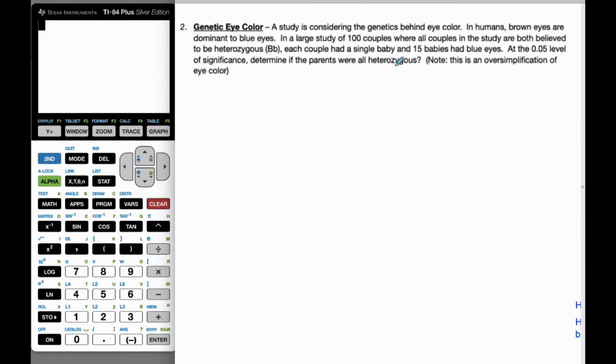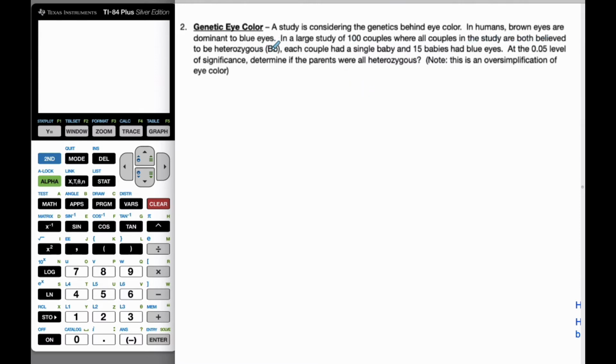So chi-squared goodness of fit can be used with biology scenarios. So let's consider this. Genetic eye color. We have a study that looks behind the genetics of eye color. And in humans, brown eyes dominate blue eyes. I have a study of 100 couples where all couples in the study are both believed to be heterozygous.